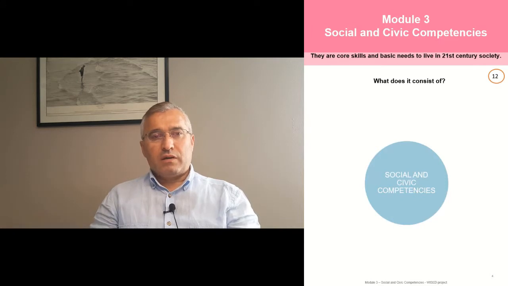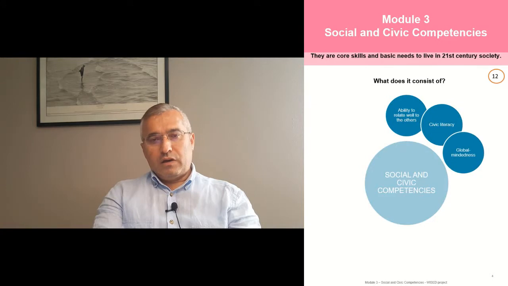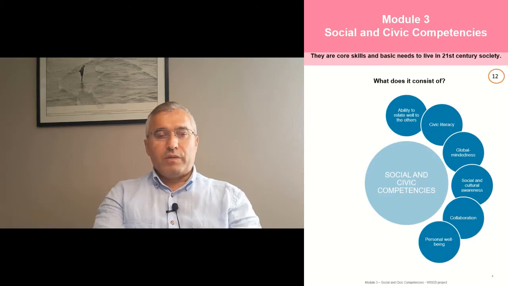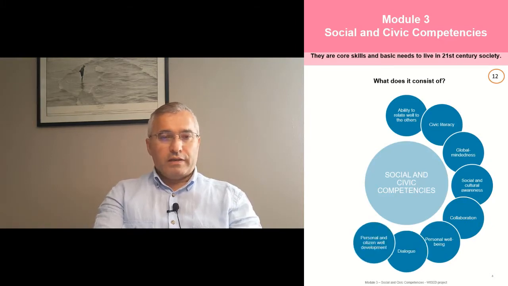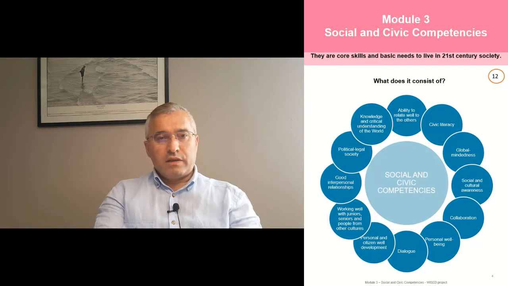Social and civic competencies are core skills and basic needs to live in 21st century society. So what does it consist of? In total, it consists of 12 sub-competencies. These are: ability to relate well to others, civic literacy, global mindedness, social and cultural awareness, collaboration, personal well-being, dialogue, personal and citizen self-development, working well with juniors, seniors, and people from different cultures, good interpersonal relationships, political and legal society, and finally, knowledge and critical understanding of the world.